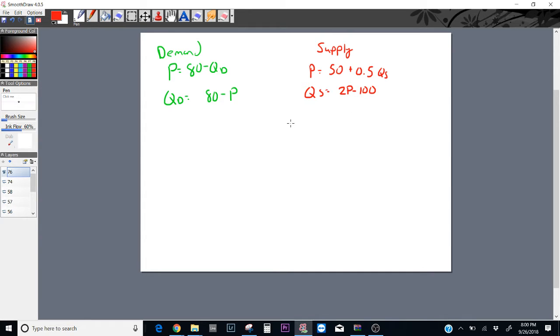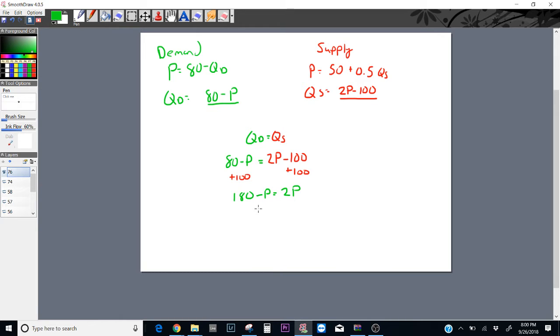So the question is asking for our equilibrium price and quantity again. So in order for us to get equilibrium price and quantity, we just need to set QD equal to QS. So for QD, I'm just going to plug in my demand equation, and for QS, I'm just going to plug in our supply information. So we have 80 minus P is equal to 2P minus 100. So if I add 100 to both sides, I get 180 minus P is equal to 2P.